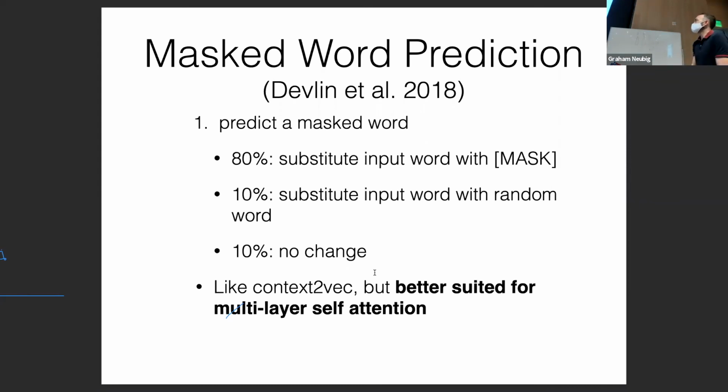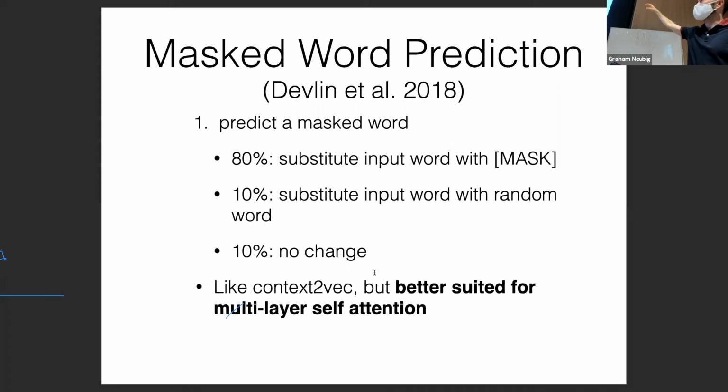Oh yeah, sorry. So the 80% substitute input word with mask is basically like you're trying to guess what you're missing there, right? You're trying to fill in the blank. The substituting the input word with a random word is basically, you might almost look at the following two together. The substitute the input word with a random word and no change.